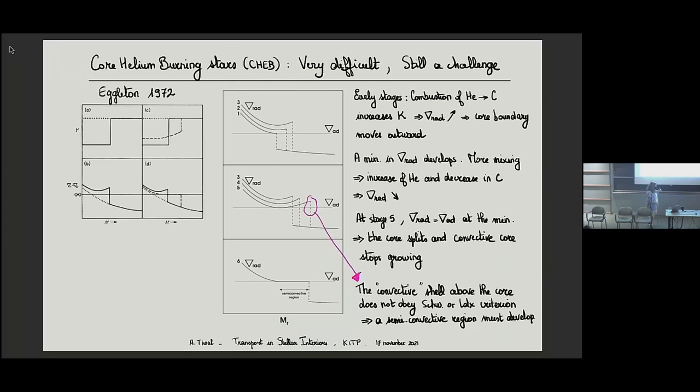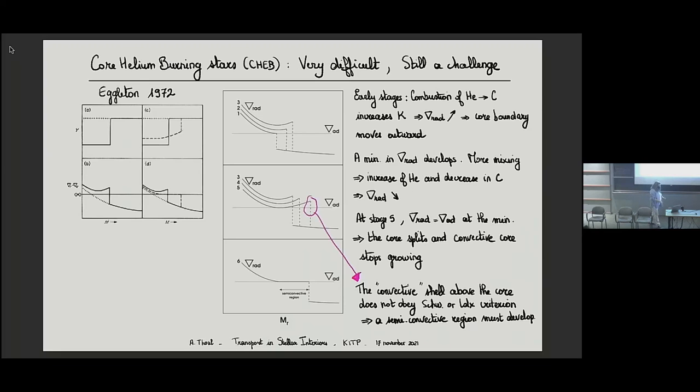But the shell above that core would not obey the Schwarzschild or the Ledoux criterion, because it would have a shape like, I don't have it here. I need a blackboard, but anyway, I'll show you later, but it will do something like this. It will go down, back up, and then come down there. So at this boundary, you would have something that's unstable to convection. So we have to treat that.